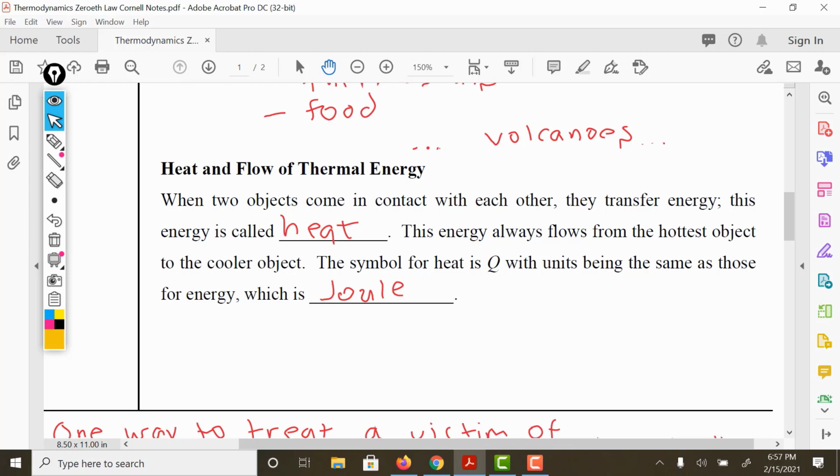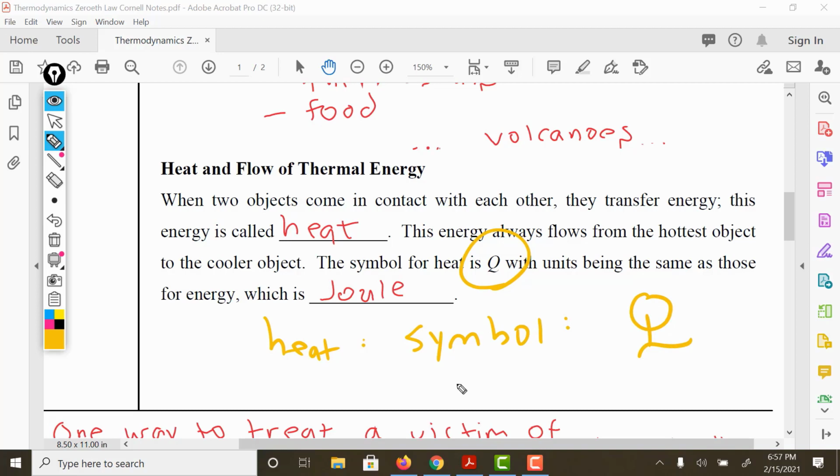When two objects come in contact with each other, they transfer energy. We've talked about kinetic and potential energy as well, and what we call conservation of energy. This energy is called heat. Okay. This energy always flows from the hottest object to the cooler object. Always. The symbol for heat is capital Q, and the units are going to be joules. So we have heat. The symbol for the heat is Q, capital Q. The unit for heat is going to be a joule.